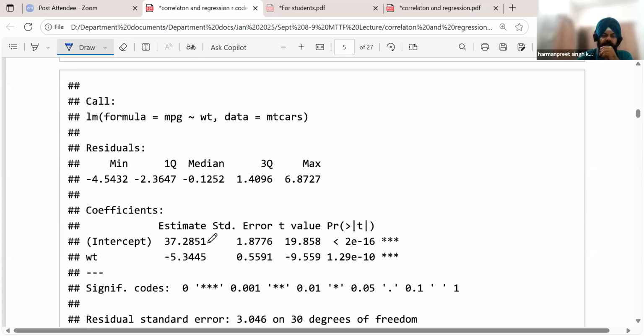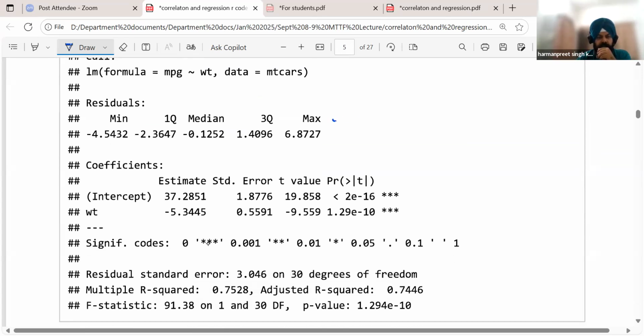From the output, what will we get? First, we get the summary of the residuals: the minimum value, the first quartile value, the median value, the third quartile value, and the maximum value. After that, you can see that we got the coefficients. This is the coefficient for the intercept, that means the value of the intercept, and this is the coefficient of weight.